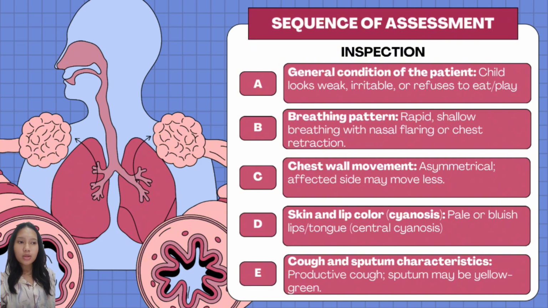rapid, shallow breathing with nasal flaring or chest retraction. Chest wall movement: asymmetrical, the affected side may move less. Skin and lip color: maybe cyanosis, pale or bluish lips or tongue, central cyanosis. And last is cough and sputum characteristics. Periodic cough, sputum may be yellow or yellow-green.